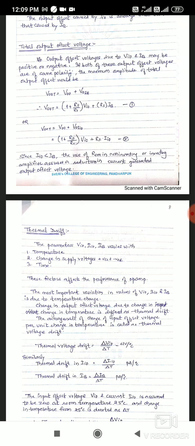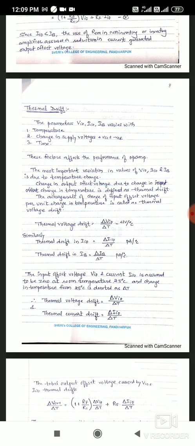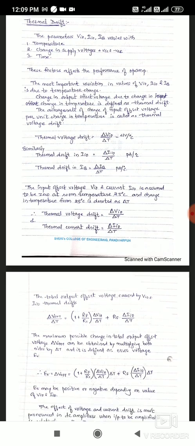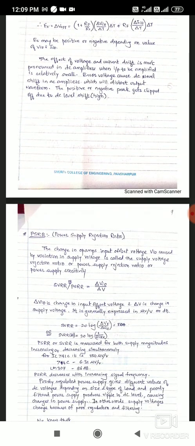Now, in the previous lecture, we discussed the total output offset voltage, denoted by VOOT, equal to VOO plus VOIIO. After that, we discussed the thermal drift in input offset voltage, thermal drift in input offset current, and thermal drift in input bias current, due to which we get the thermal drift in output offset voltage. So all these parameters we have discussed under the thermal drift.